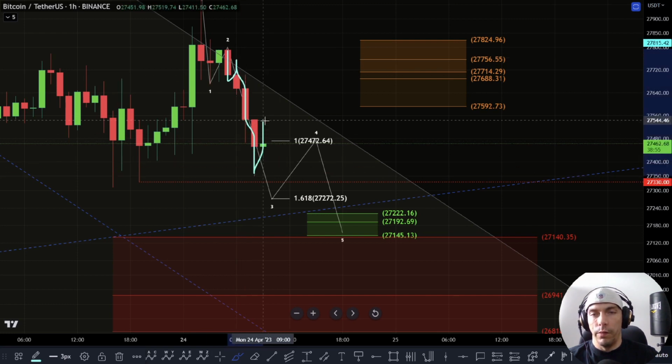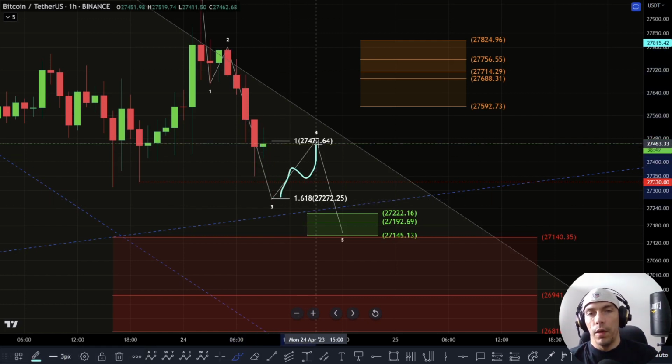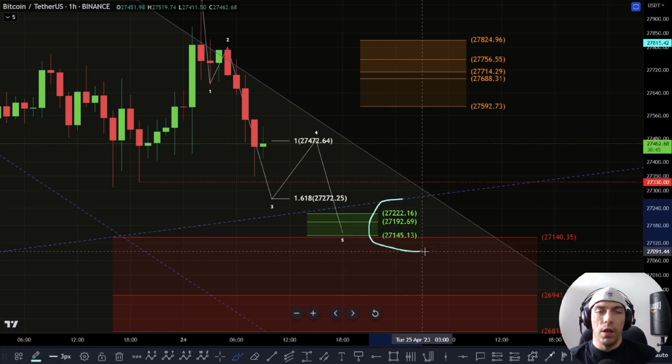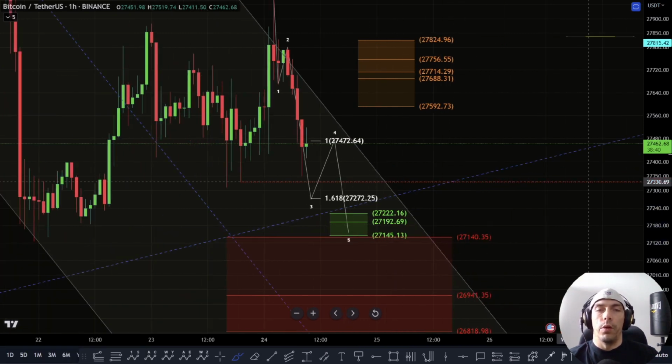This becomes 3, this 4. That's, you get a fifth wave down towards the zone of this 27,272. Then looking for a three-wave move up and an additional drop potentially to this 27,222 to this 27,145 area.